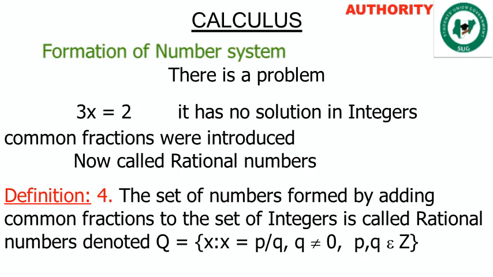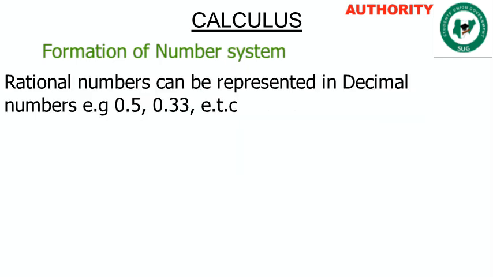Okay, these rational numbers can be represented in decimal numbers. Rational numbers can be represented in decimal numbers, e.g. 1 all over 2 is the same thing as 0.5. You get it? 1 all over 3 is the same thing as 0.3.